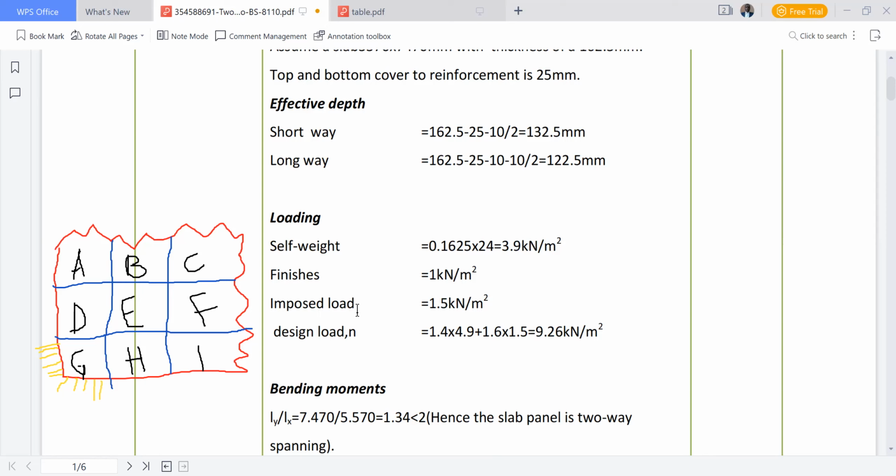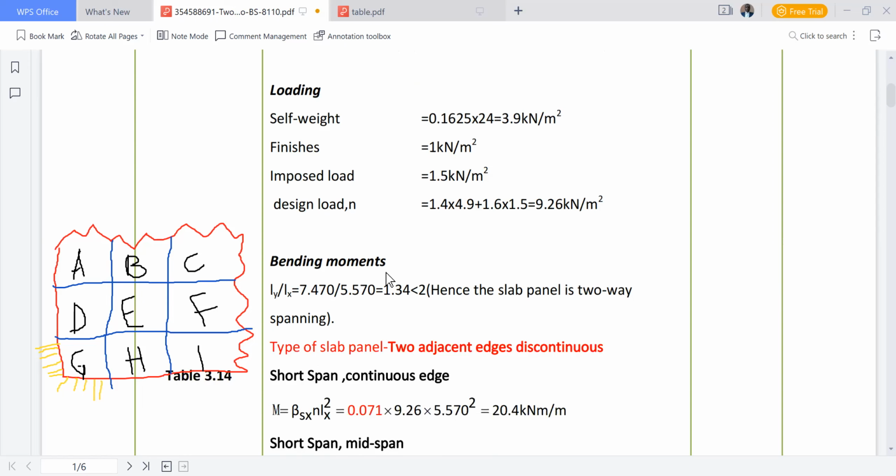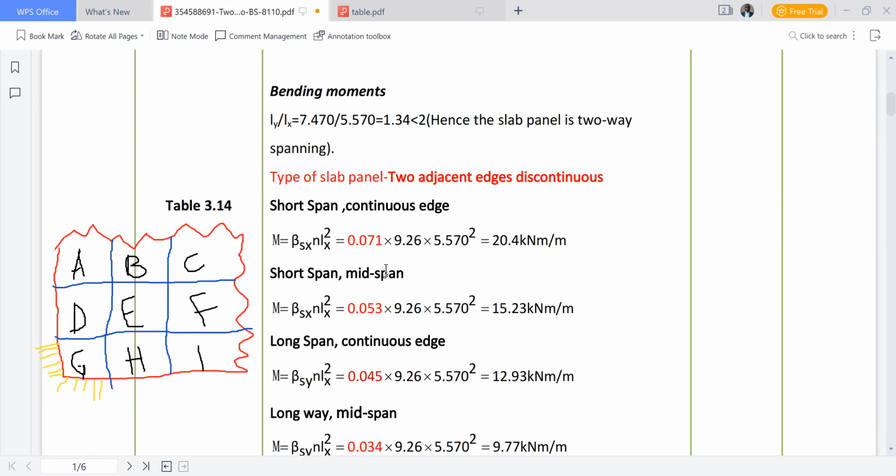Then imposed load or live load is normally taken depending on the intended use of the structure. For our case here, we are taking 1.5 kilonewton per square meter. Then we can now compute our design load by saying design load N is equivalent to 1.4 times dead load plus 1.6 times imposed load, which will give us 9.26 kilonewton per square meter. Then we go to bending moments.